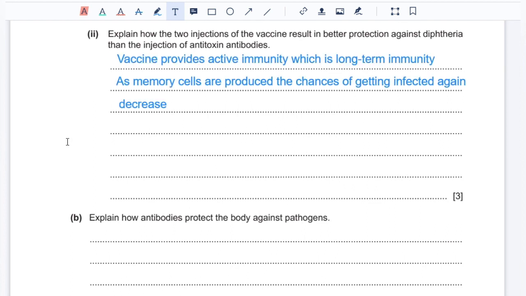The answer to A part 2 is really essentially just comparison between active immunity and passive immunity, and you're supposed to describe how active immunity is more beneficial.